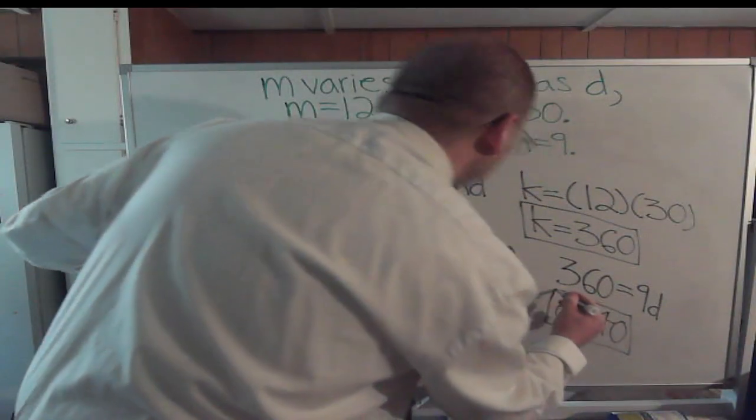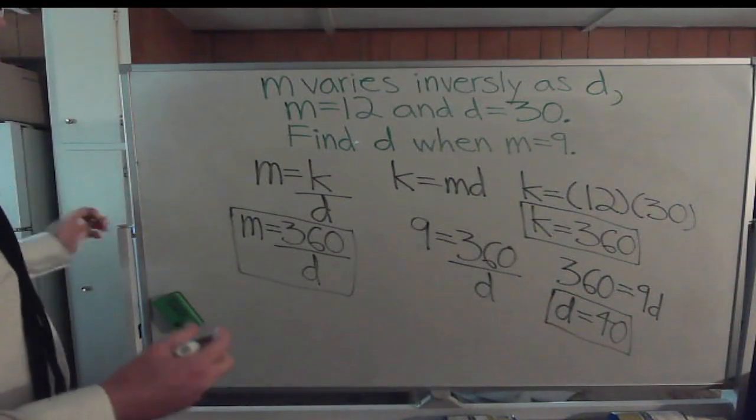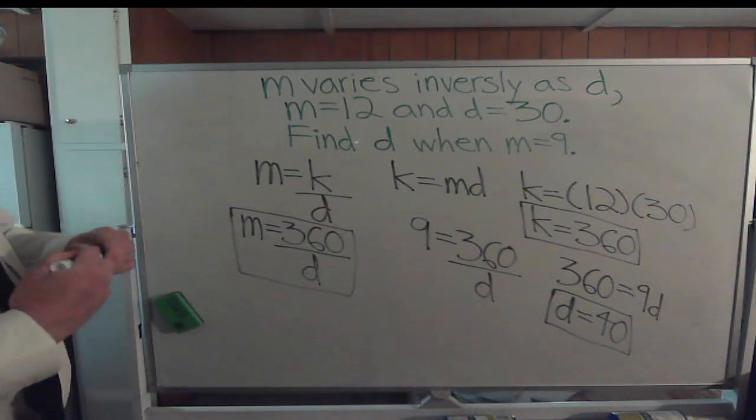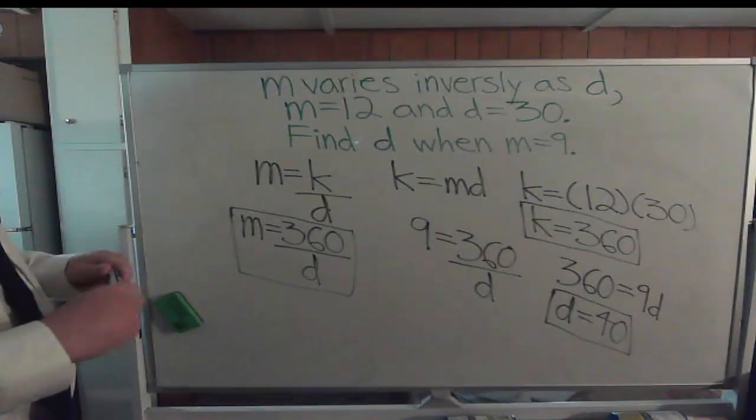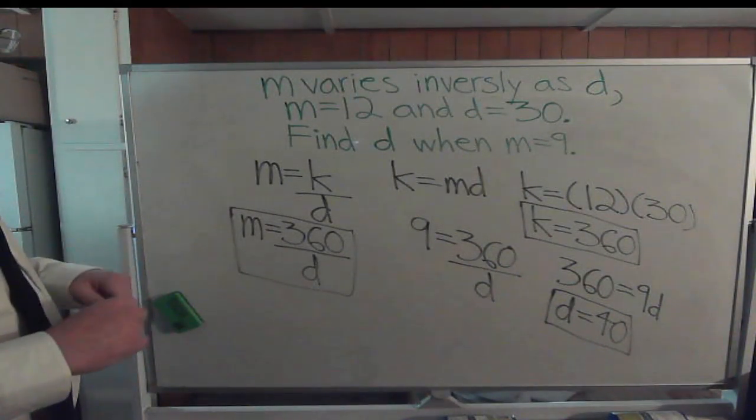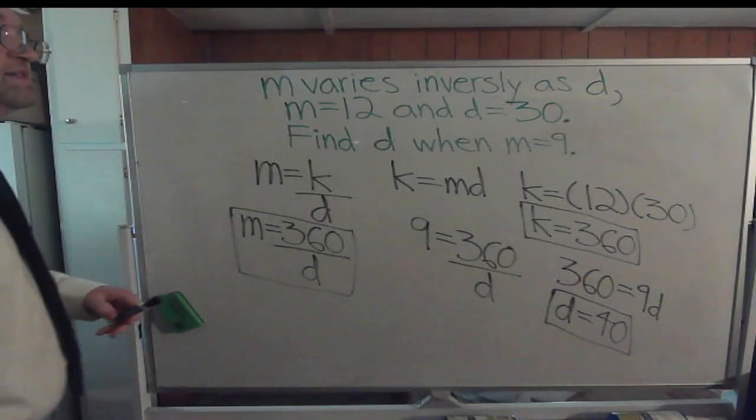So when M is 9, D is 40. That's the answer you would get. When M is 9, D is 40.